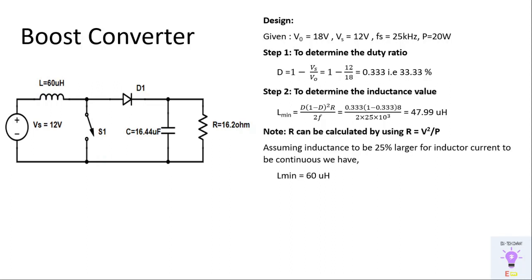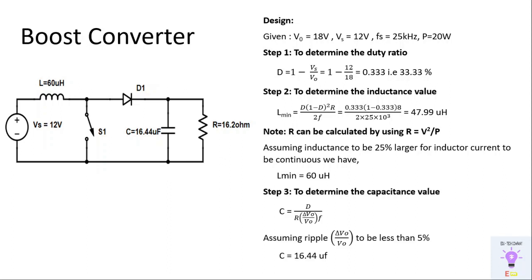The second step is to determine the inductance value, which is given by this particular formula. One of the most important things is that we have to calculate the resistance value by applying Ohm's law, that is clearly indicated at the node. The next step is to determine the inductance value. Usually what we do is we assume 25% larger inductance just because we need to operate it in continuous mode. So that's the reason for having 25% larger inductance value.